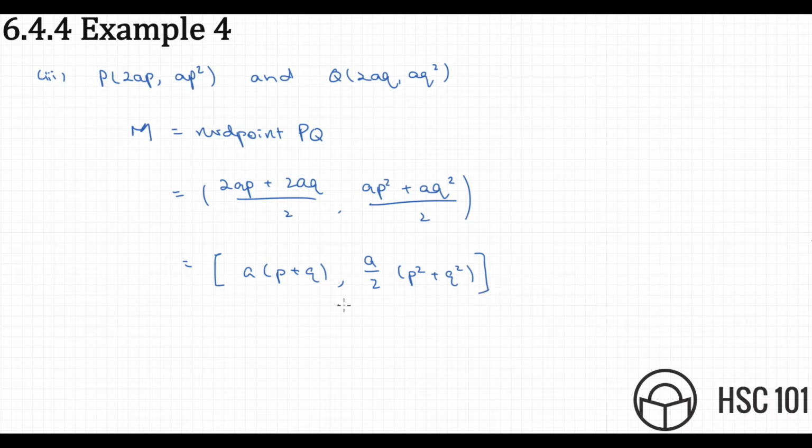So with the parametric equations of M, where x equals a(p + q), and y equals a over 2 (p squared + q squared), we know that this is a two-parameter type locus problem, because we can see that there's p and q in both the equations.